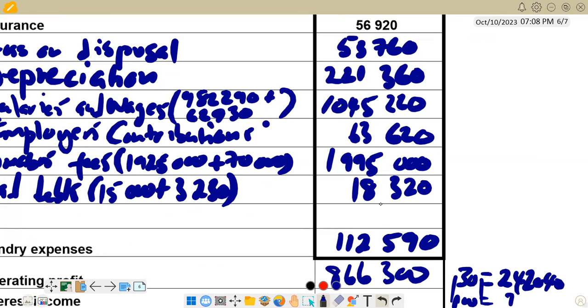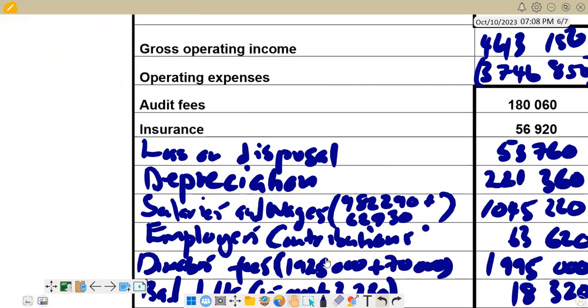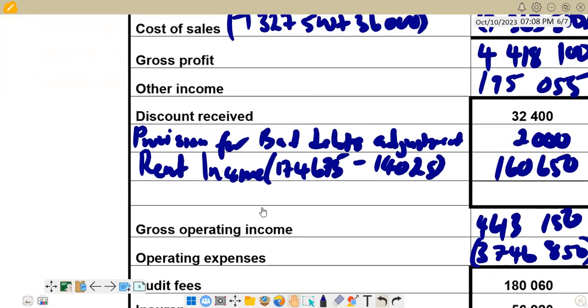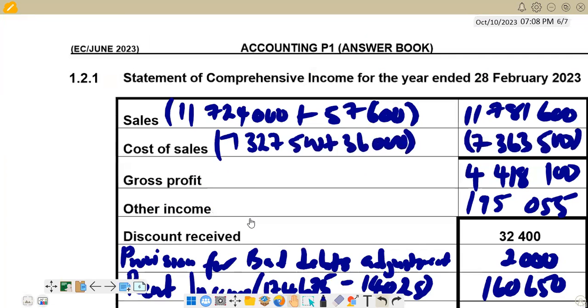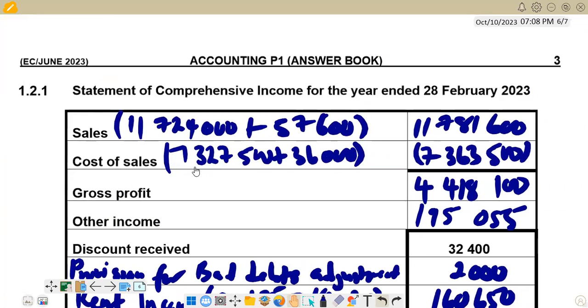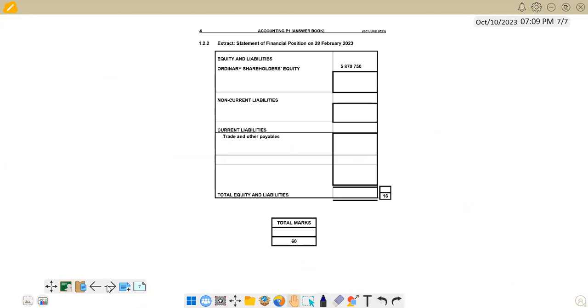112,590. So this is the figure that you get there. So this marks the end of our statement of comprehensive income, or the income statement. So we are left with the other section here. We want the extract of financial position. So that's where we are now.